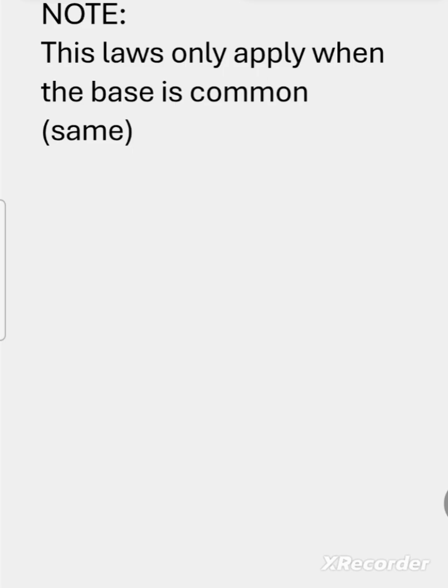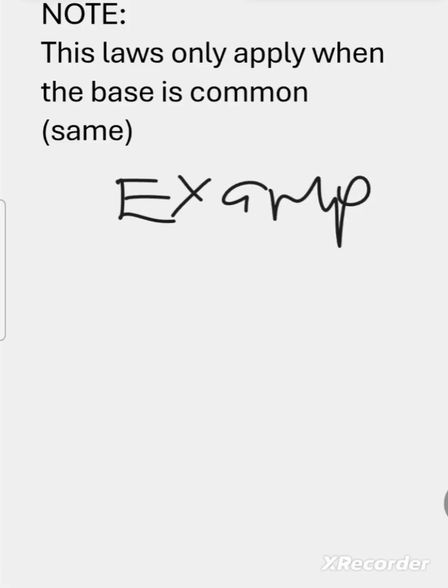A point to note: these laws only apply when the base is common. When I say the base is common, it means that the base is the same, for example, a and a, or 2 and 2. So if the first base is 2, the second base must be 2. If the first base is 3, then the second base must be 3 if you want to apply the three laws of indices. Let us go straight to examples.